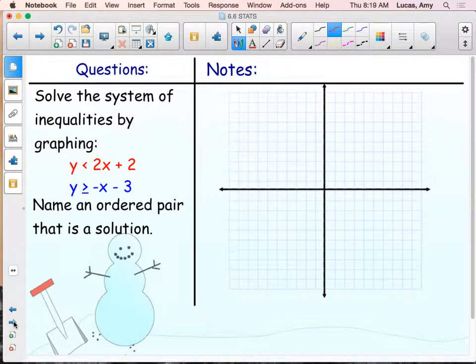So my red boundary line has a y-intercept of positive 2. So I start at positive 2. It has a slope of 2. So I go up 2 over 1, like this. I am going to cover my entire grid.